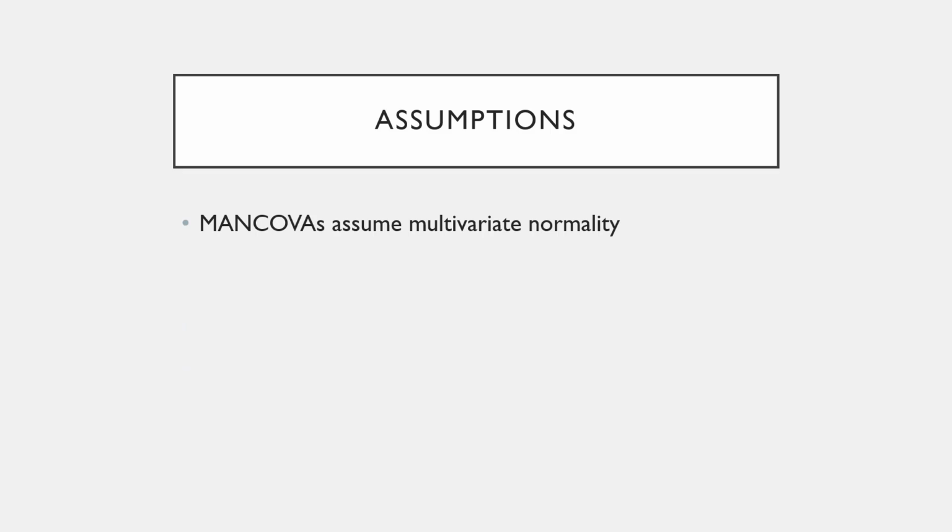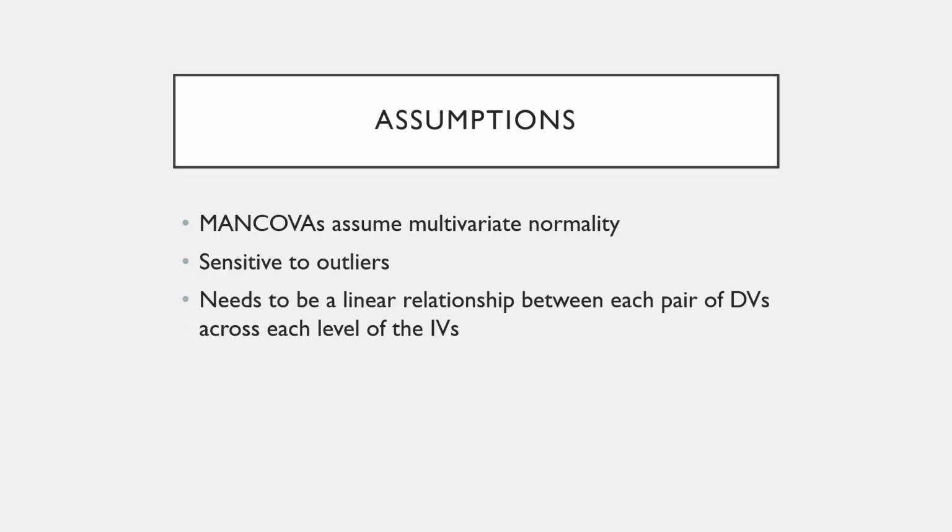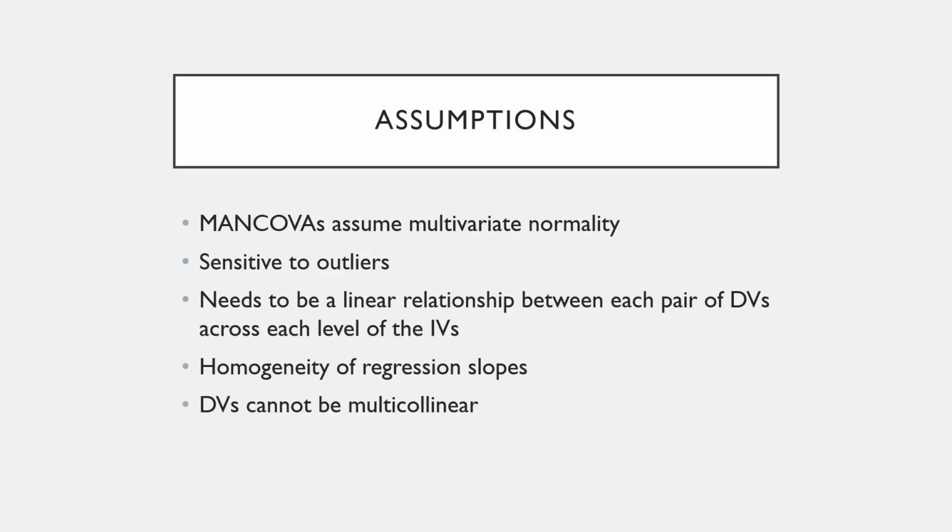MANCOVAs assume multivariate normality. It's sensitive to outliers. There needs to be a linear relationship between each pair of the dependent variables across each level of the independent variables. You need to have homogeneity of regression slopes, and the dependent variables cannot be multi-collinear.